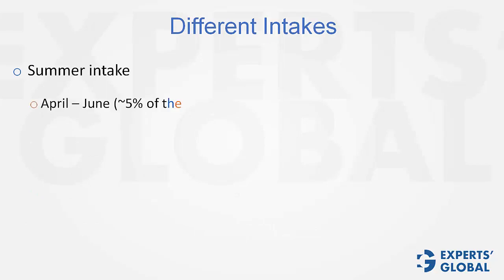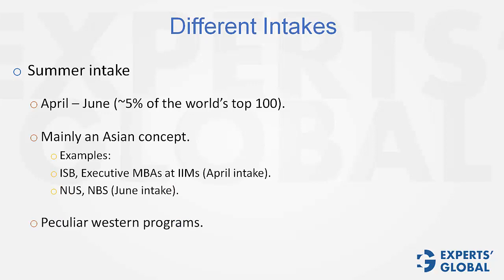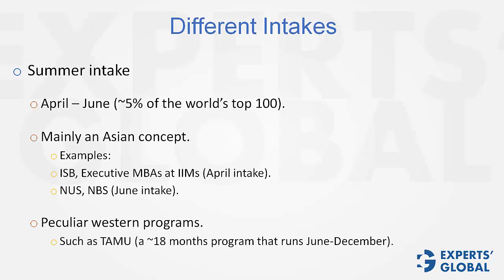Summer intake, the program starts between April and June. Roughly 5% of the world's top 100 MBA programs have a summer intake, mainly an Asian concept. Examples: ISB, Executive MBAs by IIMs, they have an April intake, and the Singaporean programs and US Nanyang, they have a June intake. And some peculiar Western programs, such as the program by Texas A&M University, has a summer intake.